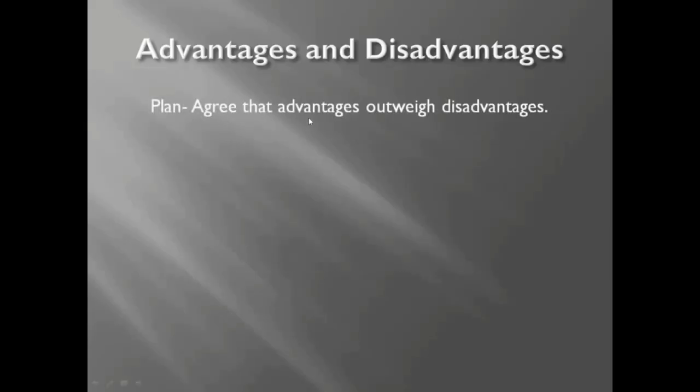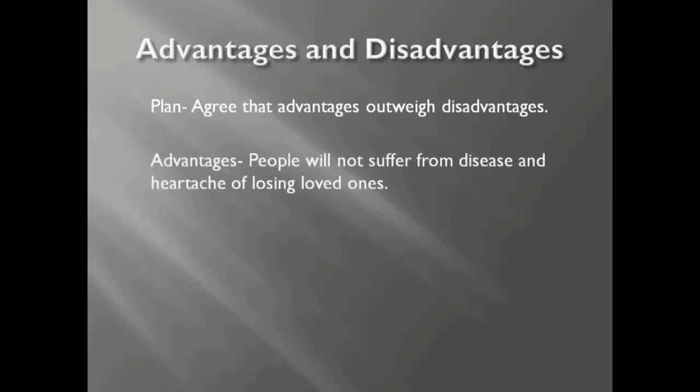So a plan, I agree that the advantages outweigh the disadvantages. I've made my decision. This is my opinion. The advantages are people will not suffer from disease and heartache of losing loved ones. If people live longer, they won't suffer as much from disease because of improved medical care, and people won't lose their family to death so much. So we have to discuss both of these. The disadvantage is it puts a strain on the pension system. So the government has to give money to older people to help them live. So even though I agree that the advantages outweigh the disadvantages, I still need to discuss both of them.